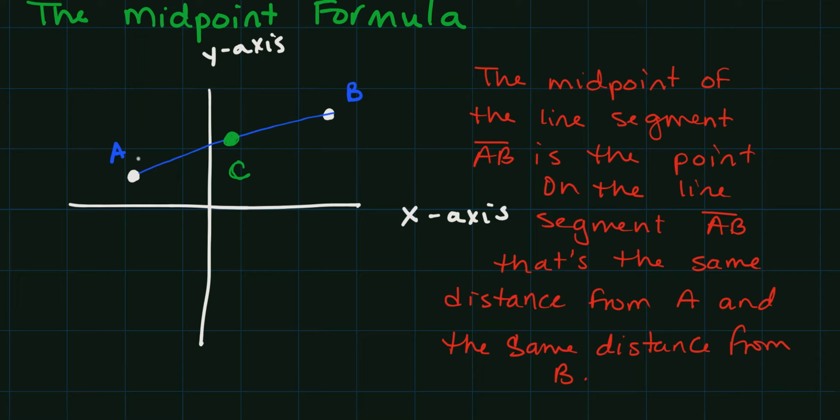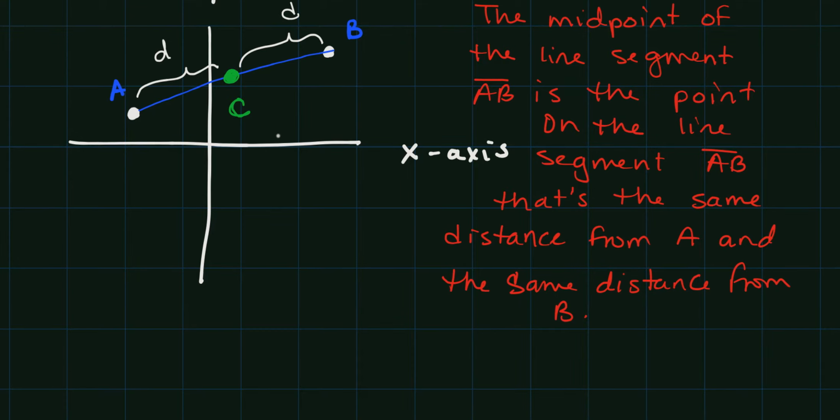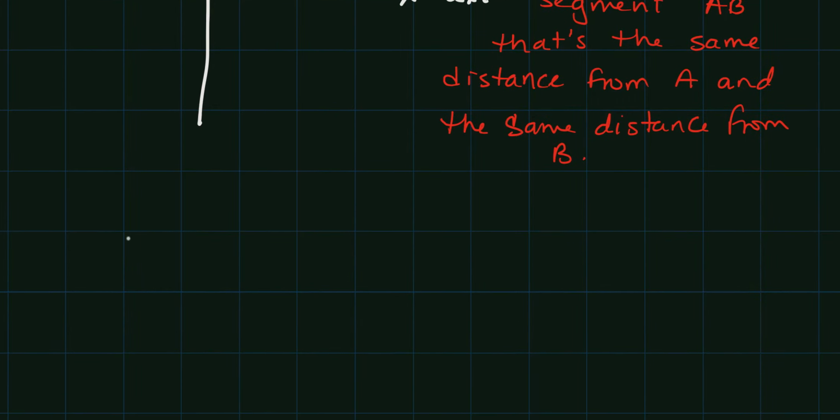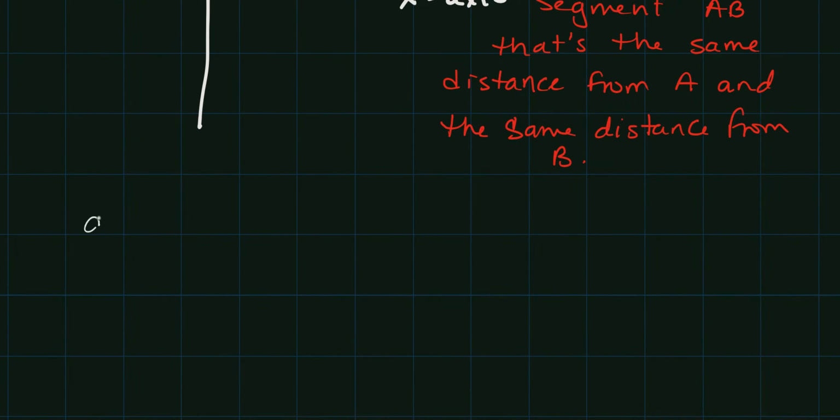So this distance here from A to C, let's call it D. This length, you want it to be the same as the length from C to B. You want these lengths to be equal. So how would we do that? How can we find a point that's in the middle of this line? Well, what you can do is say we want D, which is the distance between A and C, to be the same as the distance between A and B.